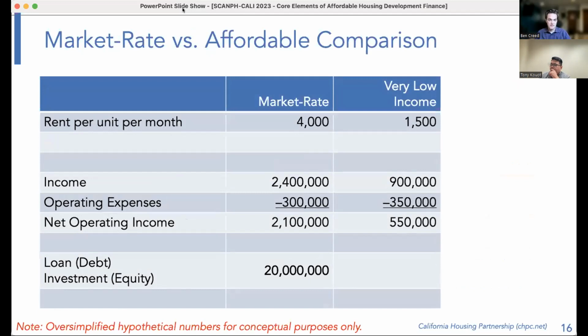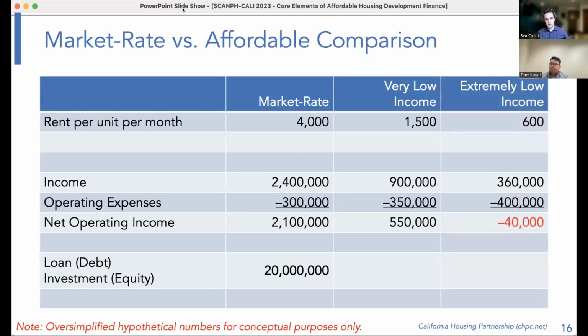At the very low income level, the first thing we'll notice is that the total income coming into the project is a lot less, just $900,000 compared to $2.4 million. And the operating expenses are a little bit higher. But we have some good news right off the bat. At $1,500 rents, this project can pay its bills. And as long as this projects out over time, assume with some reasonable interest or inflation assumptions, this building will at least be feasible if we can manage to get it up and running.